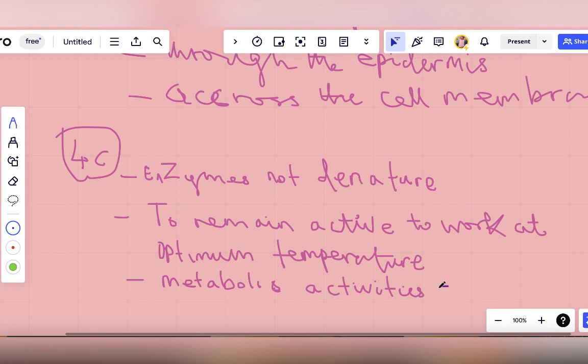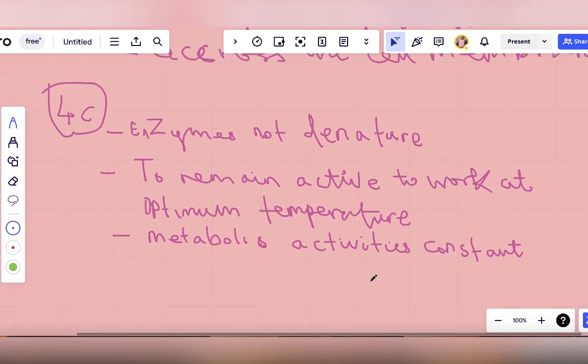Okay, because everything, the digestion has to be at the rate it should be, the respiration has to be, excretion, all the body metabolism must be at the desirous time and desirous temperature. So we keep body temperature constant in order to achieve all of this.